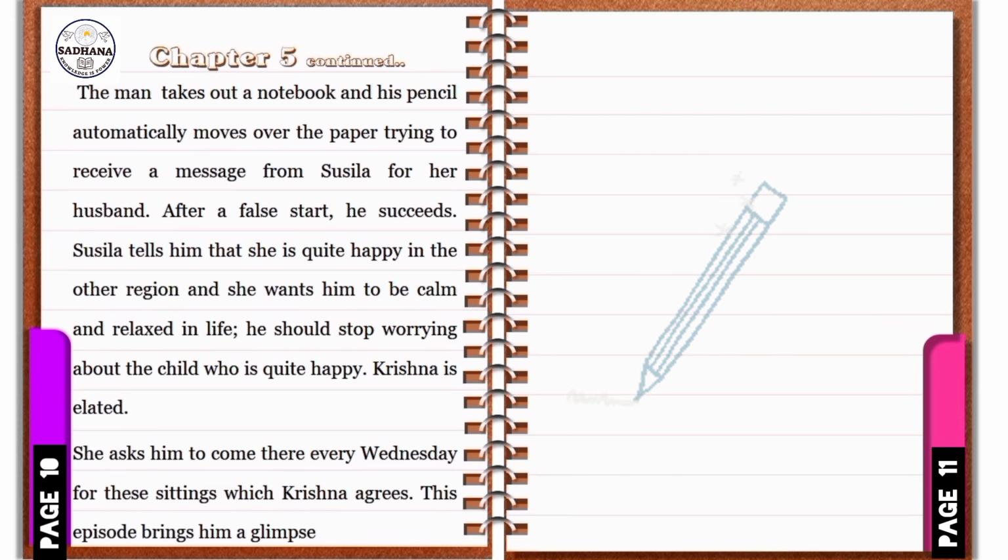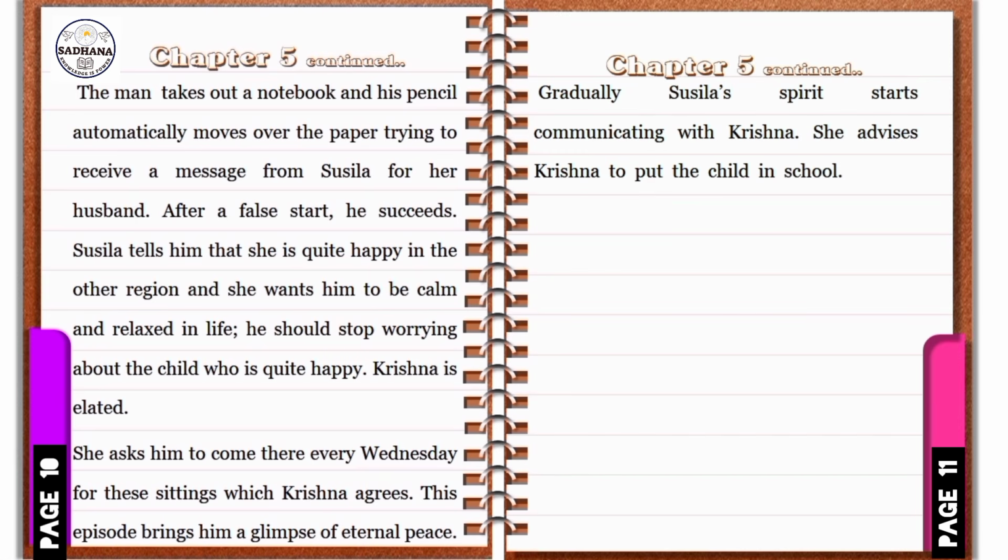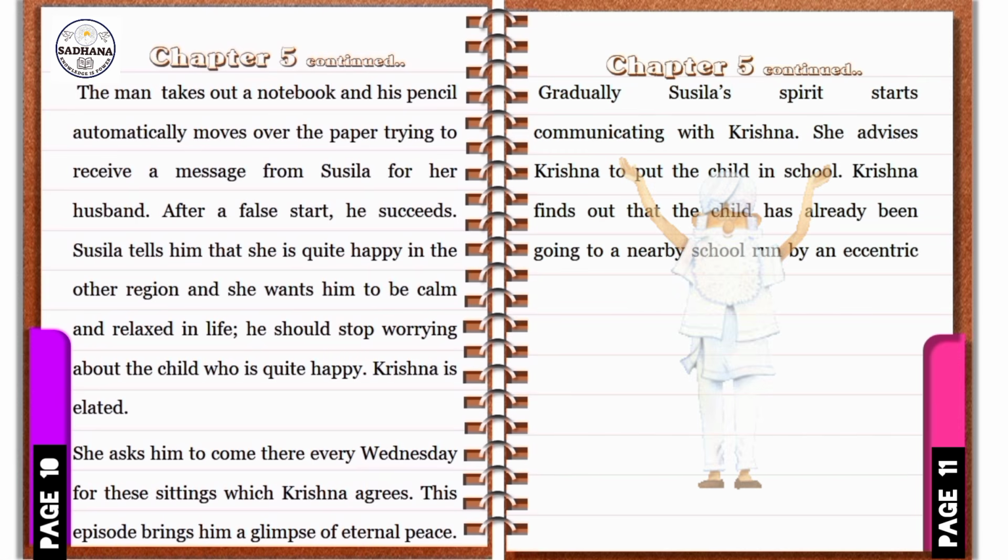This episode brings him a glimpse of eternal peace. Gradually Sushila's spirit starts communicating with Krishna. She advises Krishna to put the child in school. Krishna finds out that the child has already been going to a nearby school run by an eccentric headmaster who has devoted his life to this cause.